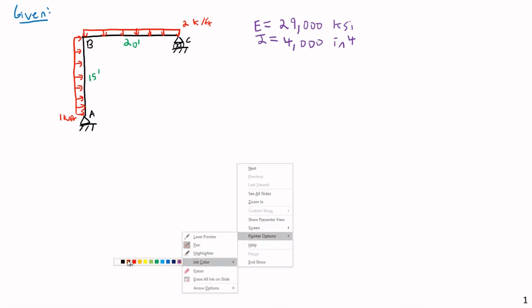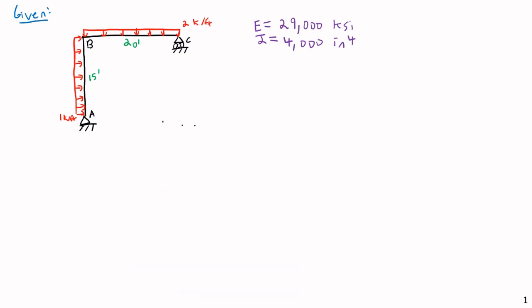Anyway, all of this is given, and we want to find the rotation at joint B. We want to find how much this joint is going to rotate, and that measure is going to be in radians, how much this joint is going to rotate under the applied loadings. So considering the modulus of elasticity, the stiffness of the material, the size of the cross sections, that sort of thing, how much is this going to rotate?